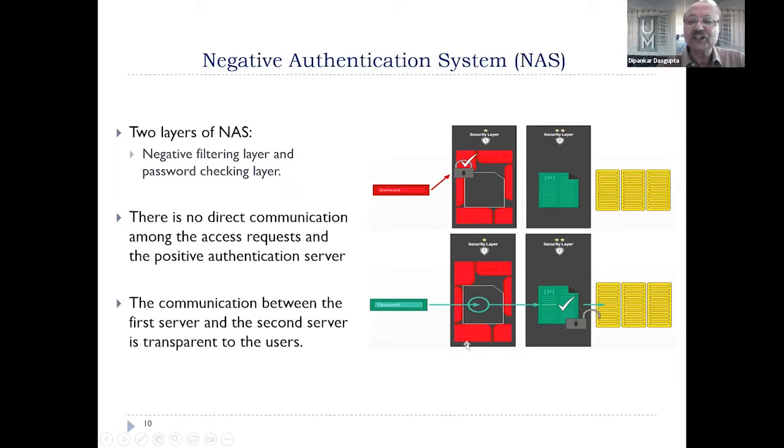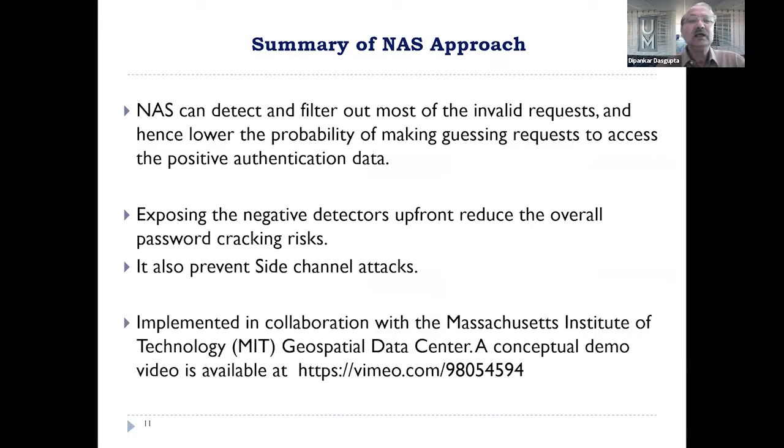know that they are being checked by these negative filters, and they will get checked at the second layer, and access to these information sources will be given to them. So that's the basic concept, and it was prototyped, and MIT had some launching of some of the business aspects on this. What we found is that the negative authentication system can detect and filter out most of the invalid requests. But again, it cannot solve all the problems.